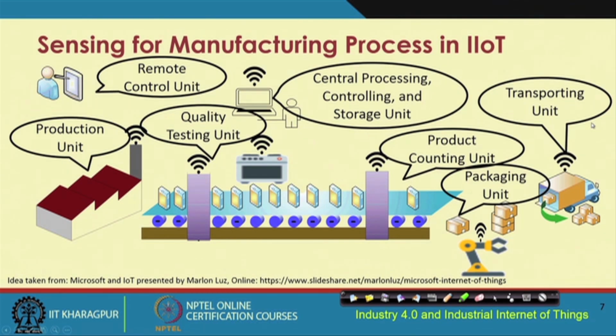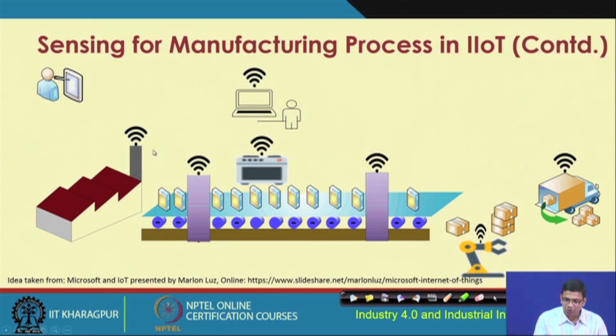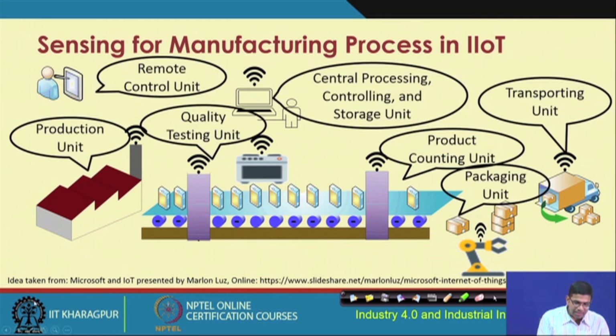So, what did we see? We saw that these are the different components of a smart manufacturing plant, and these components have different sensing units in them, and not only sensing units, but these units can also talk to each other. So, they can sense and send the information somewhere. Typically, all the information from all these different units is sensed and sent to the central processing unit, or central controller, or the storage unit over here.